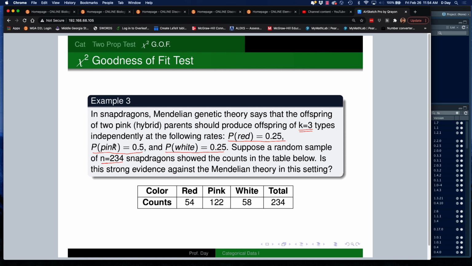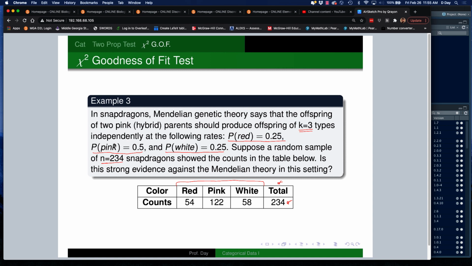Suppose a random sample of 234 snapdragons showed the counts in the table below. Is this strong evidence against the Mendelian theory in this setting? So did we find an obscure result? That's what this test is really looking at. Did we find some obscure result in nature that goes against what the genetic theory states? The total here is just columns. I want you guys to get used to ignoring that. You don't need that, but we do need these first 3 cells.